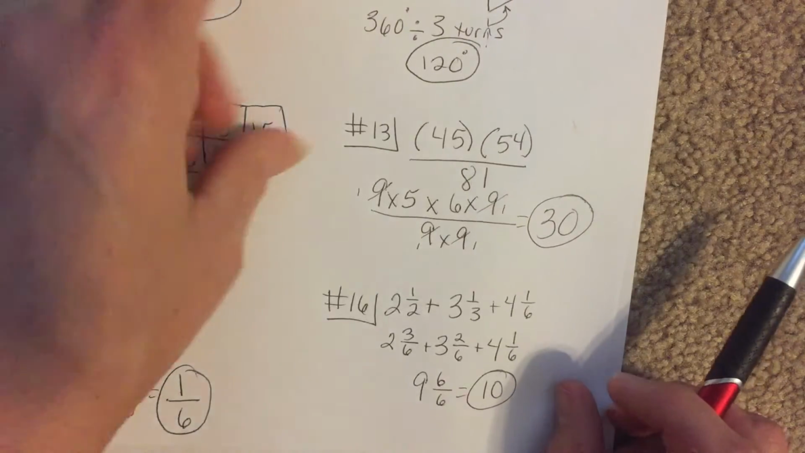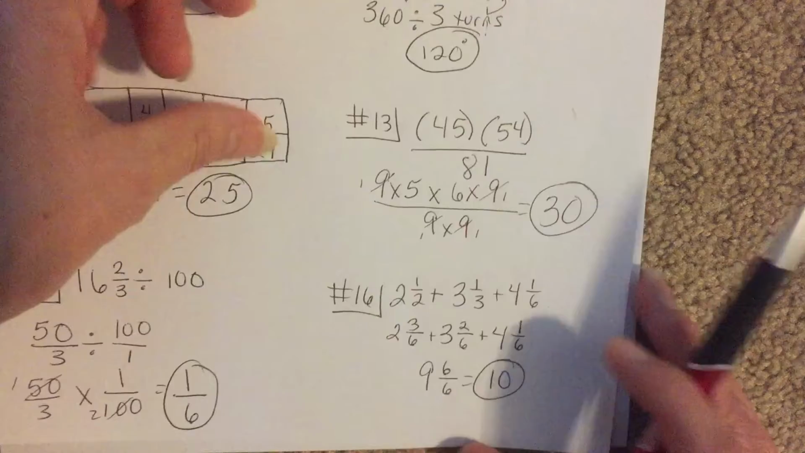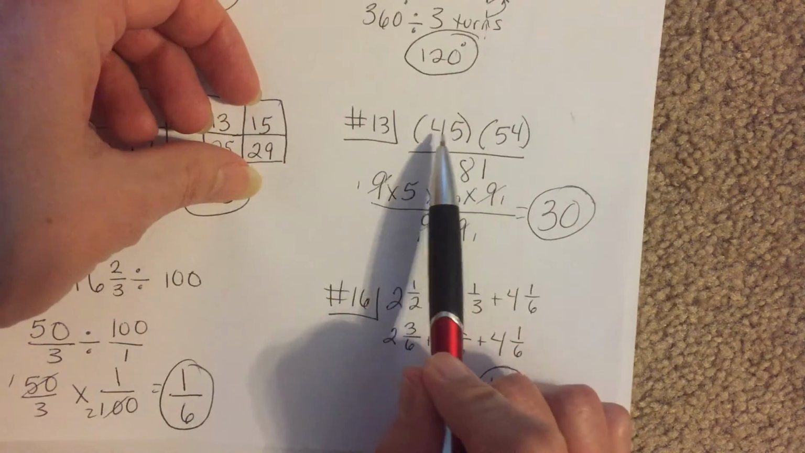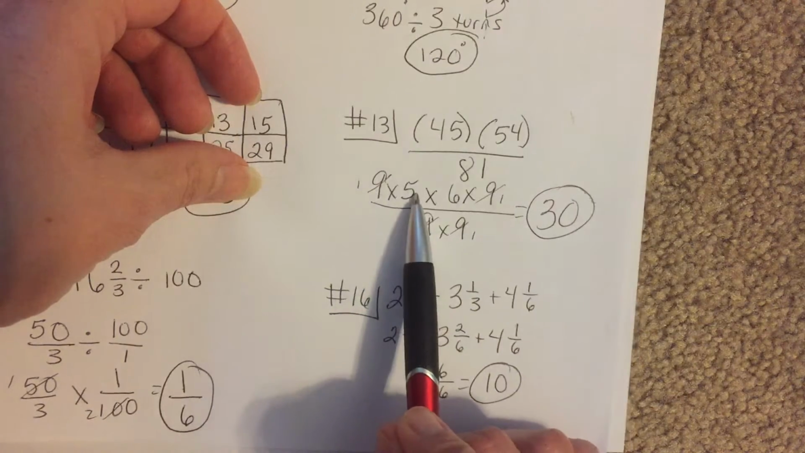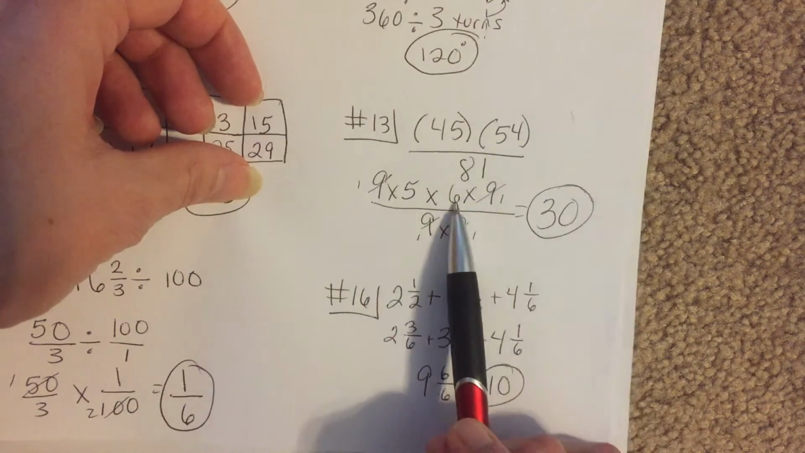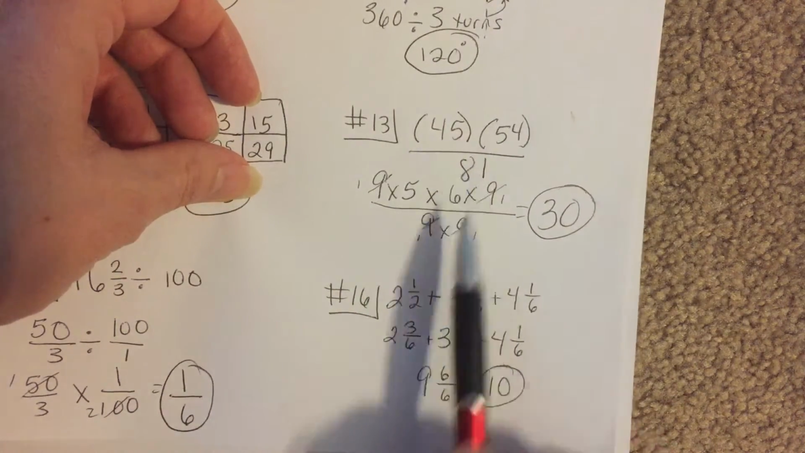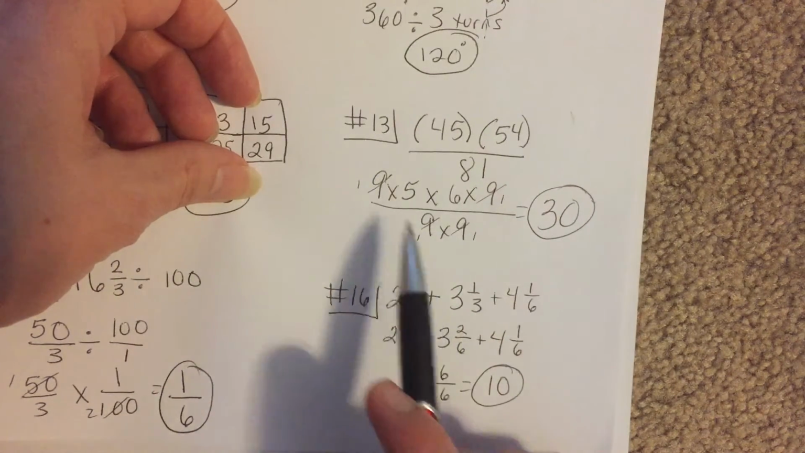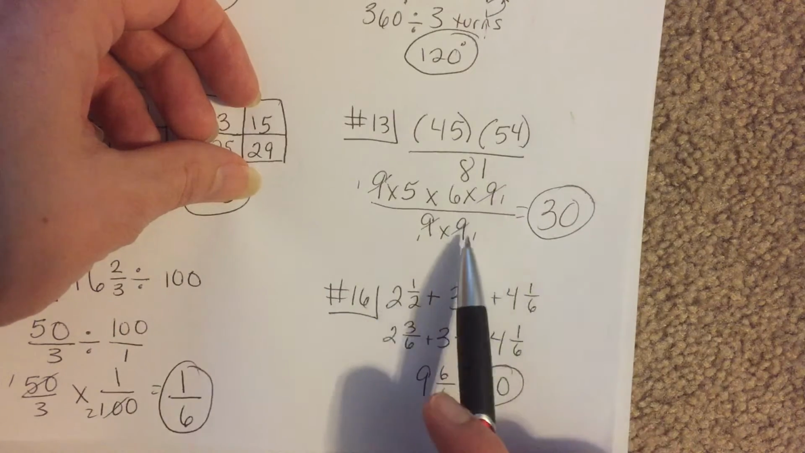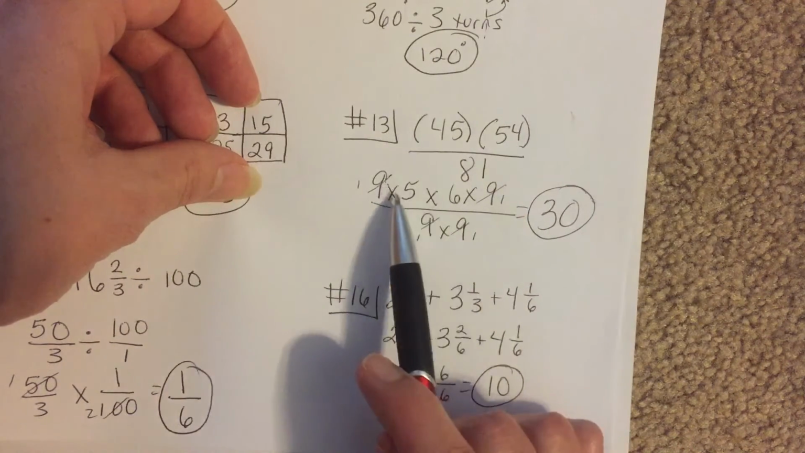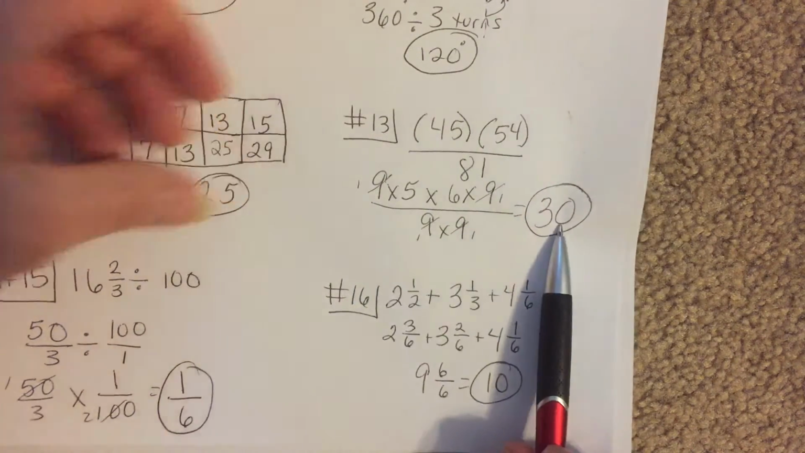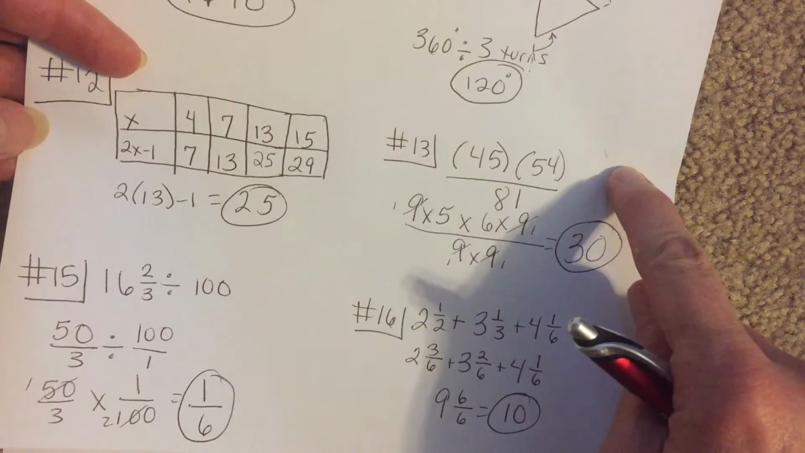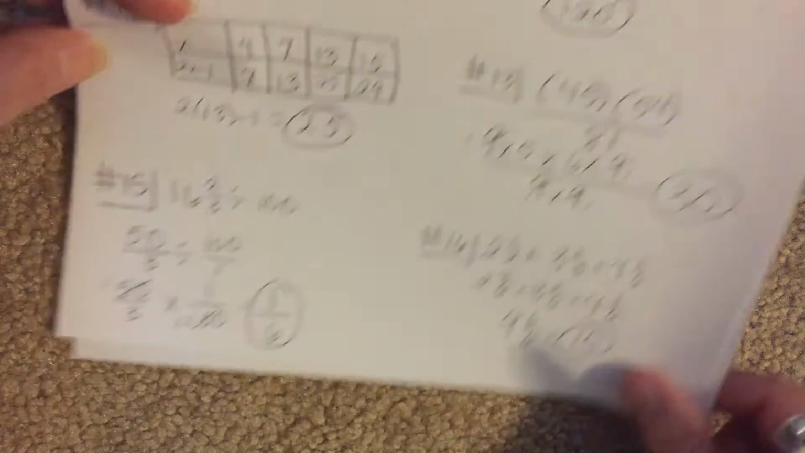Number 13 says to factor and then reduce. So they gave us 45 times 54 over 81. So I changed 45 into 9 times 5. I changed 54 into 6 times 9. I changed 81 into 9 times 9, and then I just reduced. This 9 can reduce with this 9 and become 1s. This 9 can reduce with this 9 and become 1. So now I'm just left with 5 times 6, which is 30. That was a lot easier than trying to multiply the whole big top out and then divide by 81.